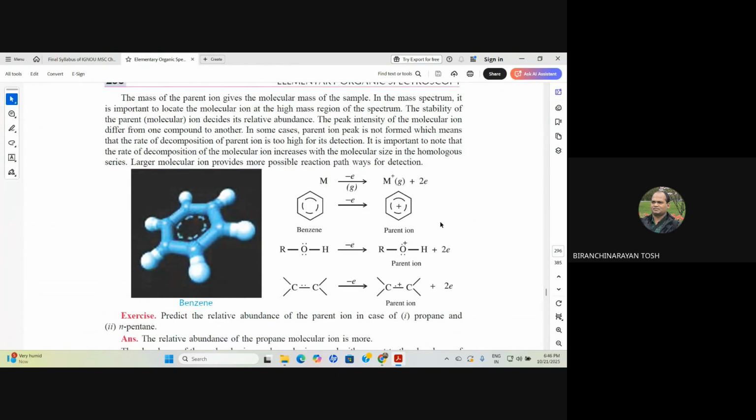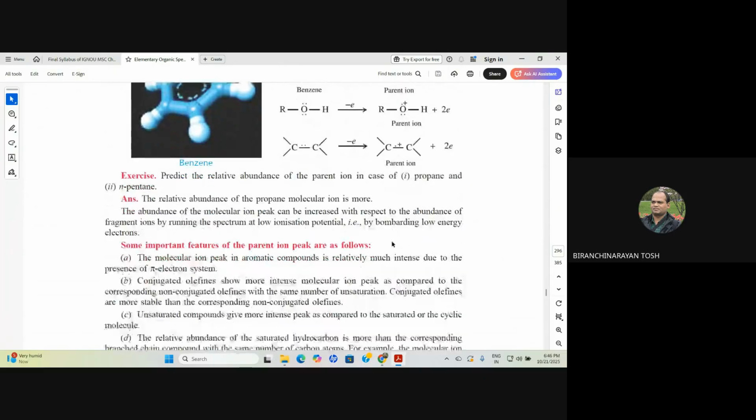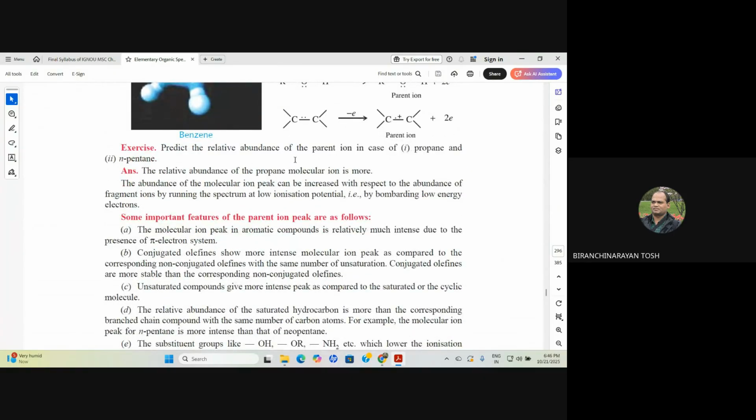As you can see, in benzene, this is the parent ion. In case of alcohol, this is the parent ion. Same thing in case of alkene. See, only one electron will be removed, so this is the parent ion. One exercise is here: predict the relative abundance of the parent ion in case of propane and neopentane. The relative abundance of the propane molecular ion is more.